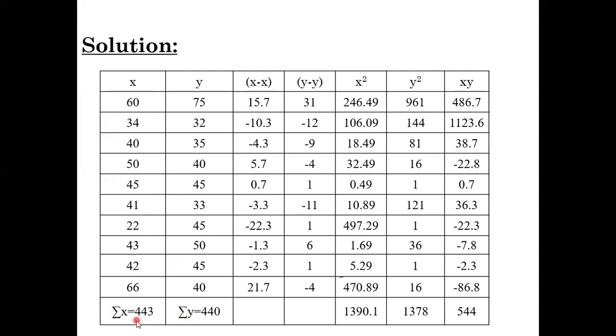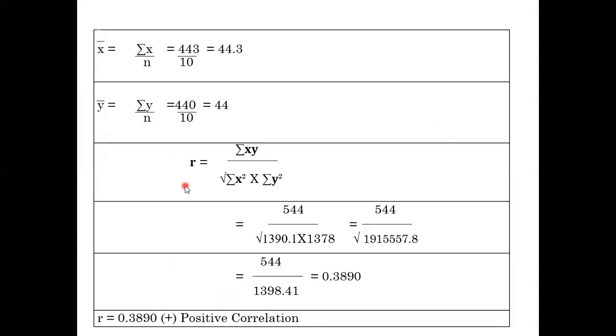Okay. Now the total of all the X values, sigma X, is 443. The total of all the Y values is 440. The next step is to find X mean as well as Y mean. How to find X mean? The total of X, 443, divided by 10. So 443 divided by 10, you will get 44.3.